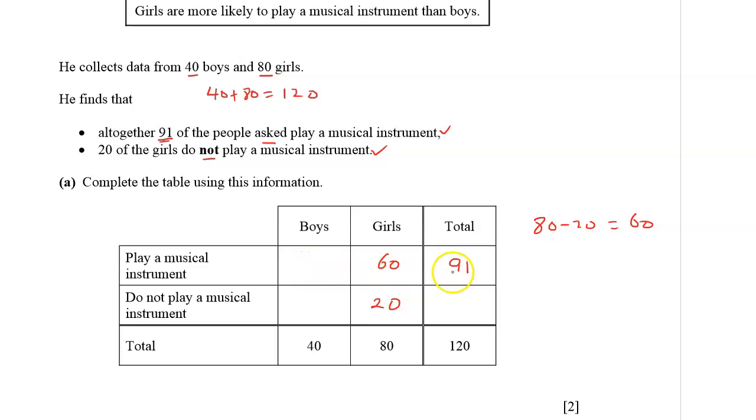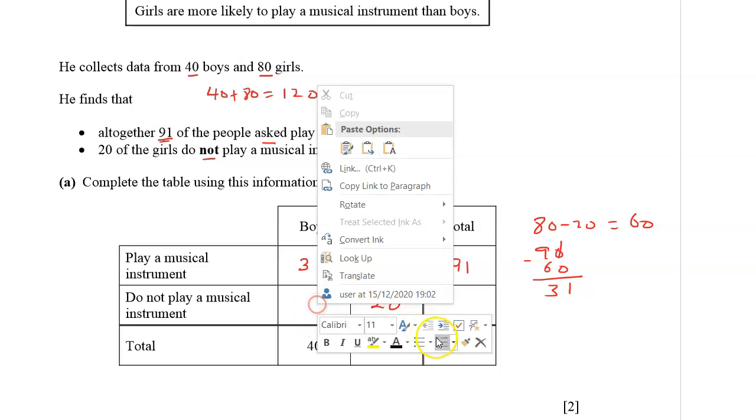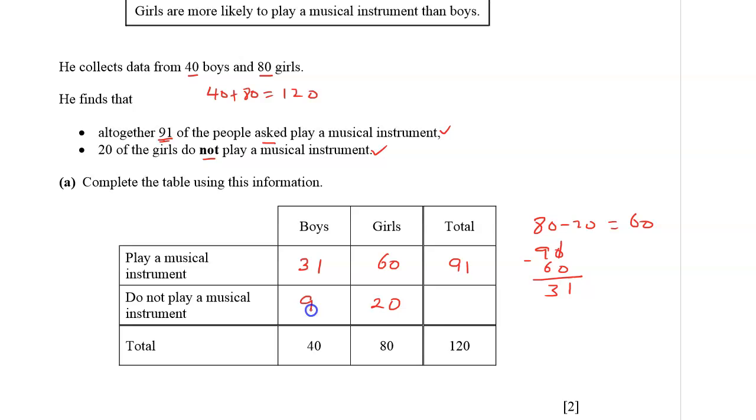And we know that the sum of boys that play the musical instrument plus the sum of girls that play the musical instrument should give us 91. So to get the number of boys that play a musical instrument, I will get 91 minus 60. So this is 31. So 31 boys play a musical instrument. Then those who do not play a musical instrument. Of course, the sum of boys is 40. 31 play a musical instrument, so basically 9 do not play a musical instrument. And therefore, the total of those who do not play musical instruments is 9 plus 20, which gives us 29.